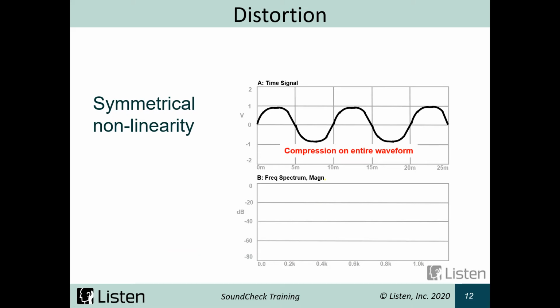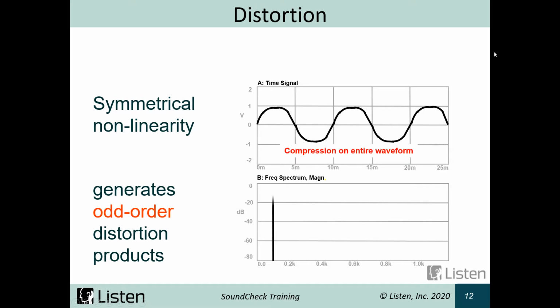We could also get symmetrical nonlinearity. Instead of just compression in the positive portion of the waveform, we could get compression on the positive and negative side. This will look almost like a square wave, and the ear doesn't really like square waves. For the output, we'll be giving 100 hertz, for example, and we'll be getting odd order distortion products back. So 300 hertz, 500 hertz, 700 hertz, etc.